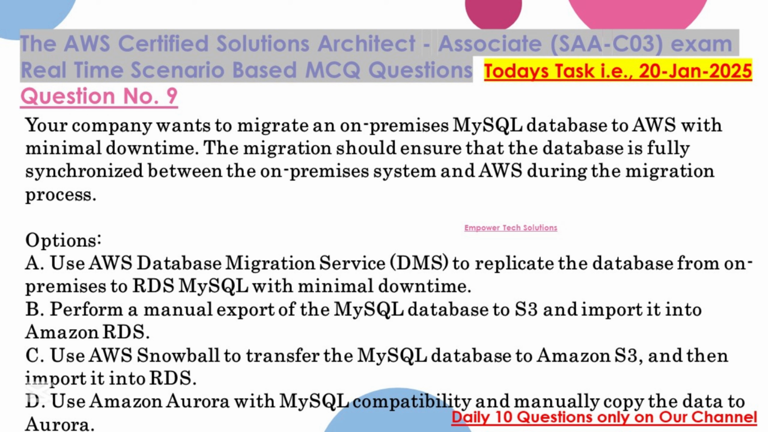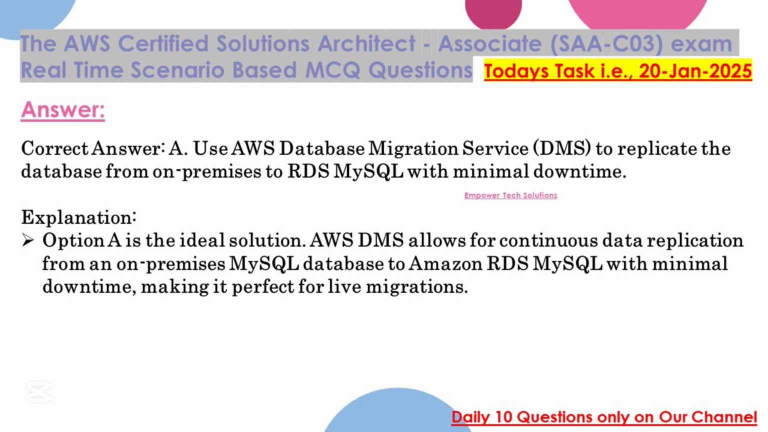B. Perform a manual export of the MySQL database to S3 and import it into Amazon RDS. C. Use AWS Snowball to transfer the MySQL database to Amazon S3, and then import it into RDS. D. Use Amazon Aurora with MySQL compatibility and manually copy the data to Aurora. Correct answer, A. Use AWS Database Migration Service, DMS, to replicate the database from on-premises to RDS MySQL with minimal downtime.